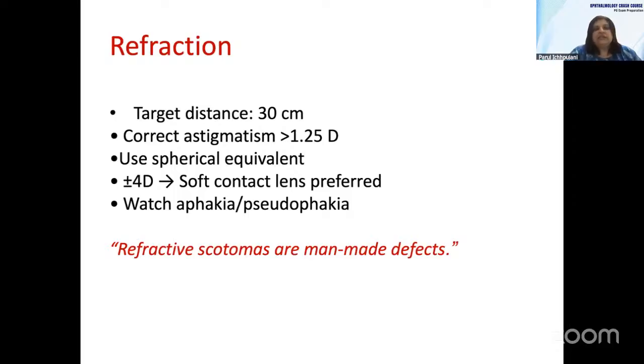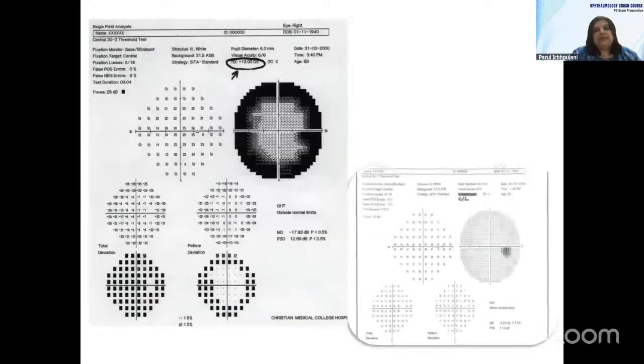Refraction: the target distance of the test performance is 30 centimeters. If the patient has an astigmatism over 1.25 diopters, that should be corrected. In such cases, a spherical equivalent is a good choice. And in patients with more than 4 diopters of refractive error, a soft contact lens should be preferred. Especially in aphakics, always make sure that the patient is performing the test with a contact lens. Refractive scotomas are man-made defects, and that's something that we can look into.